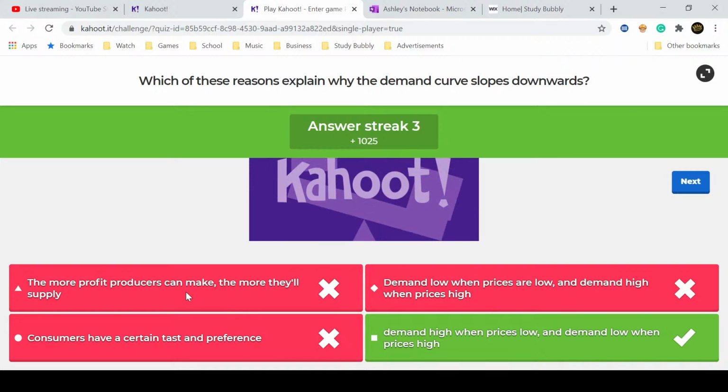More profit producers can make, the more supply they'll make. That's not demand, that's supply. Demand low when prices are low, demand high when prices are high. That doesn't make sense. Opposite of the right answer. And consumers have certain taste and preference. I mean, yeah, there'll be certain taste and preference that has to do with the substitution effect and inferior goods, normal goods, and the income effect, where if people are having more income, they'll be more likely to buy normal goods than inferior goods or substitute them with cheaper goods. But that all has to do with, again, the income effect and nothing to do with the demand curve.